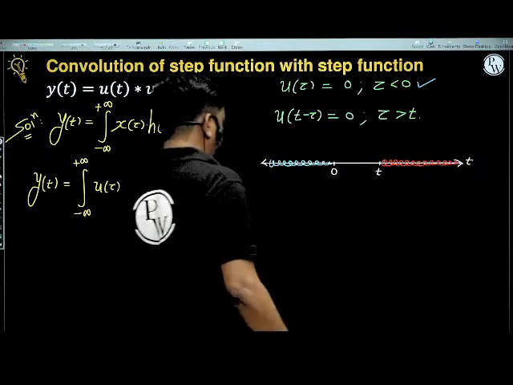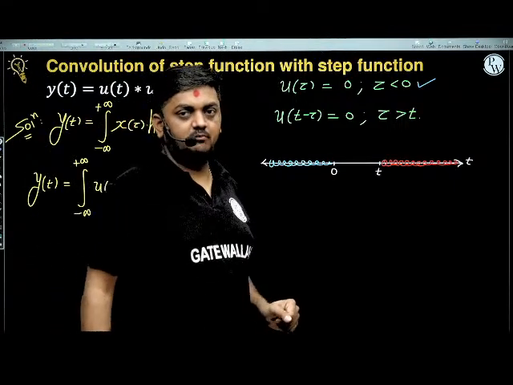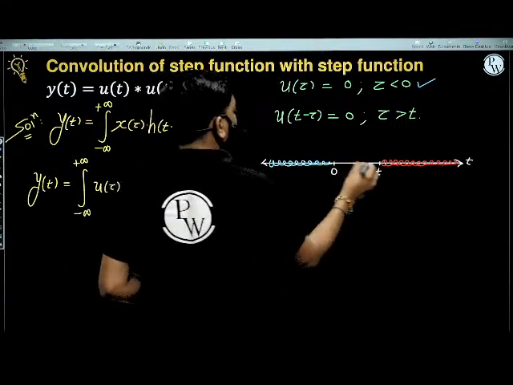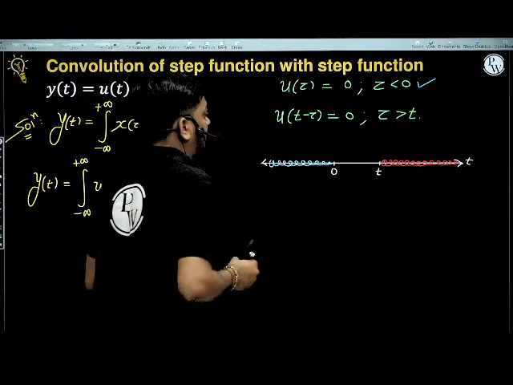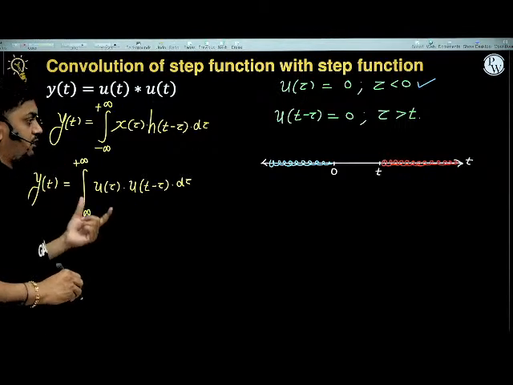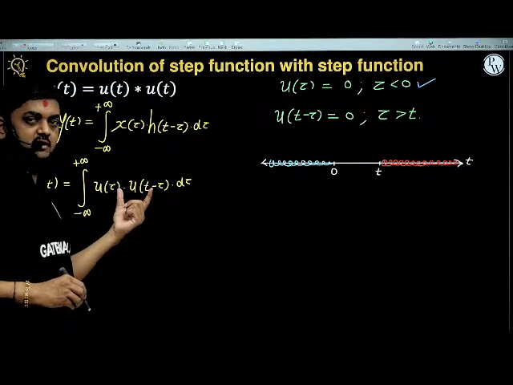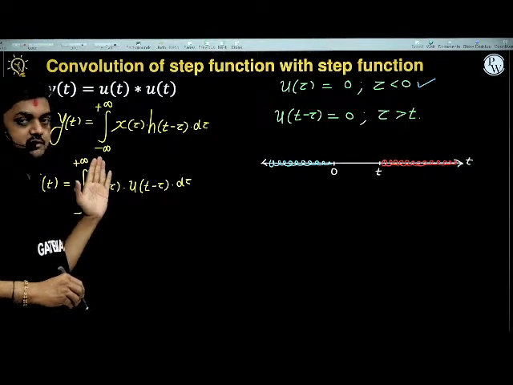For tau greater than t, it is 0, correct? So the multiplication will be non-zero between 0 and t, yes or no? Here, u of tau is 0 for tau less than 0, so the answer of the integration is 0 for tau less than 0. U of t minus tau is 0 for tau greater than t, so that's why the answer of the integration will be 0 for tau greater than t.